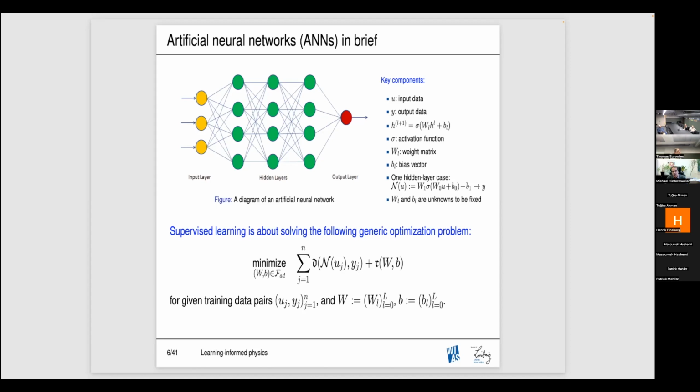And this can be done by solving this generic optimization problem, which I have put down there, where the first term is a kind of data fidelity or data discrepancy term, if you wish, where you have a map N from u_j to y_j, and then you try to define a mismatch there. The second term is a regularization term in order to implement some a priori knowledge. For instance, you may wonder whether W should be sparse or not, and then you can model this by specific choices of R. And you may have additional constraints hidden in F admissible on W and B for further properties.